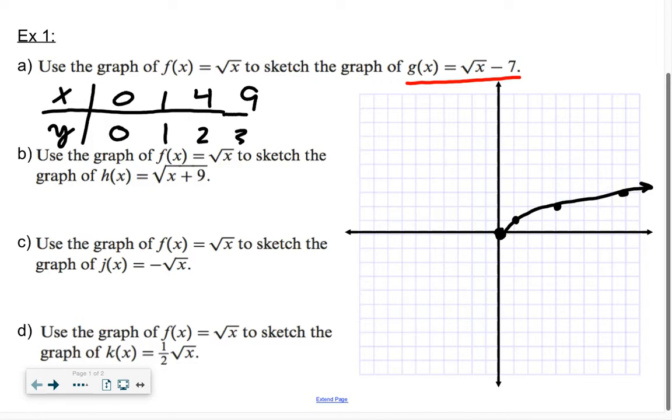And again, the Spider-Man analogy. If I'm outside the building, I can move vertically. So it's our vertical shift. We're just going to take all of our points and move them down 7 units. 1, 2, 3, 4, 7. There it is.